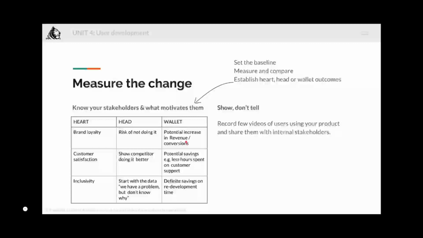Now, depending on whom you're talking to, whether it's a sales oriented or revenue oriented CEO, obviously you don't have to bother about heart or head. You just have to bother about potential increase in revenue, because that is the language that we will understand. Correct? While if somebody is very pragmatic, very prudent about how he takes decisions, a business stakeholder or a developer, you just have to start with the data. We have a problem, but we don't know why, and that's why we need to do this experiment, right?